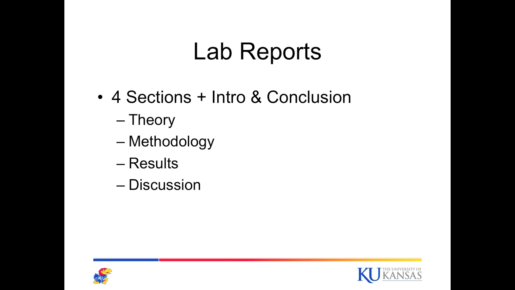Your lab reports consist of 4 main sections plus an introduction and a conclusion. So the 4 main sections are theory, methodology, results, and discussion. And when you actually go and write your report, go ahead and have the title of each of those sections be those 4 things. When I sit and read your reports, I expect to see a section titled Introduction, Theory, Methodology, Results, Discussion, and Conclusion. If I don't find those sections, you'll start confusing me, and then you'll start losing points because I'm having trouble figuring out what you did in all the elements of the report. So that's important.